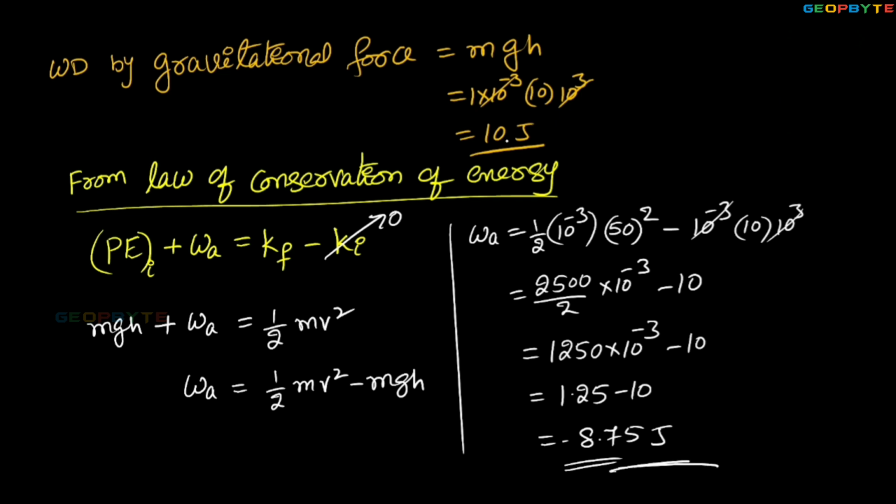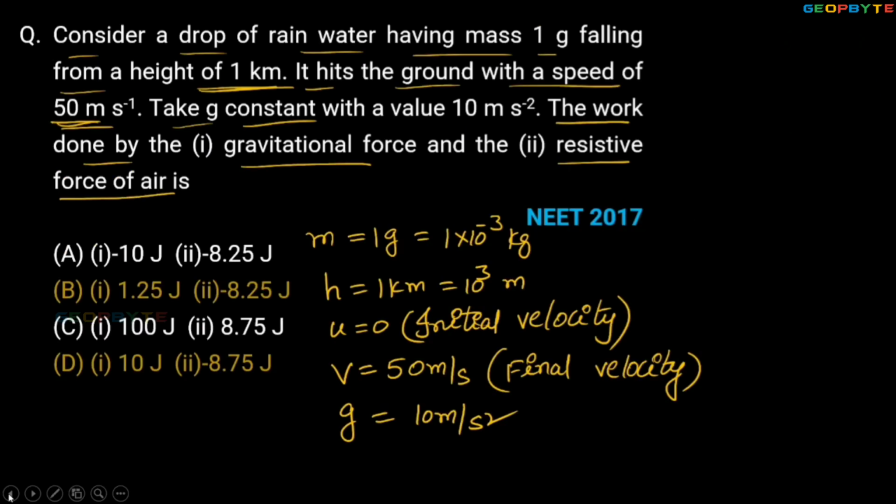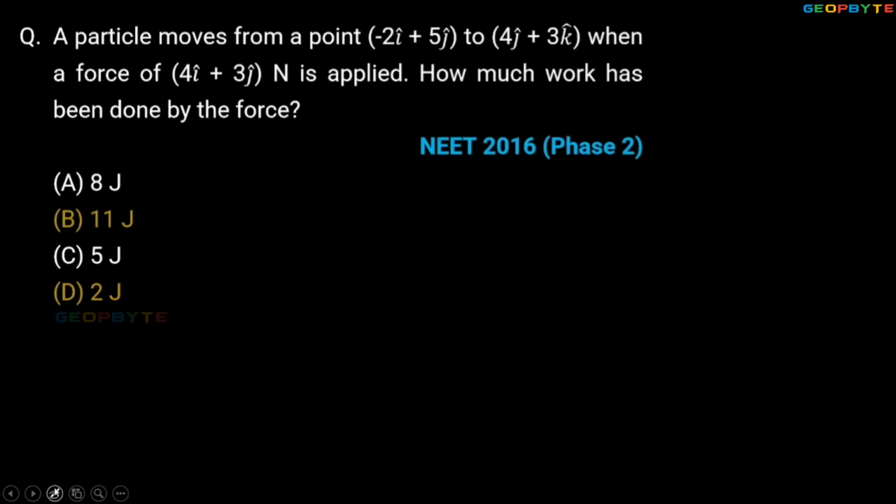So the work done due to gravity force is 10 joules. The work done against the air resistance is minus 8.75. Look at the options: 10 joules work done due to gravitational force and resistive force of the air is minus 8.75. Option D is absolutely correct. Understood clearly? Yes. Then let us take another important problem.